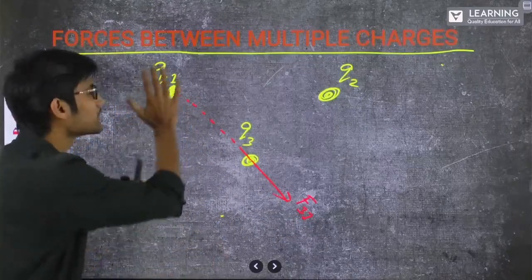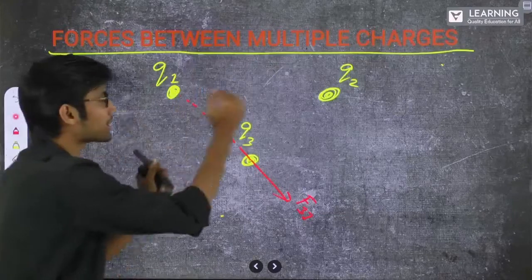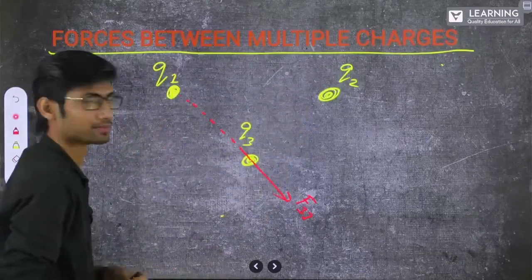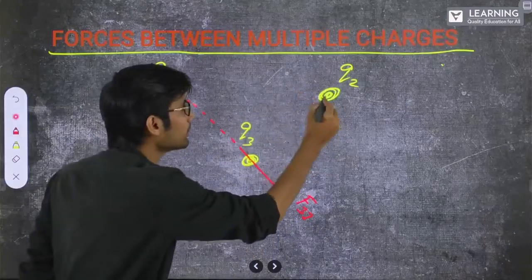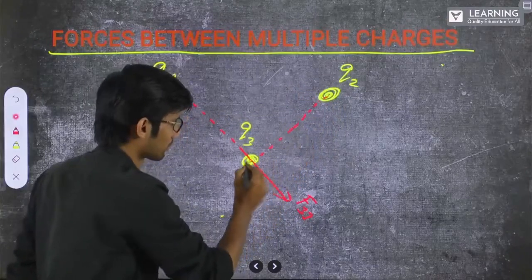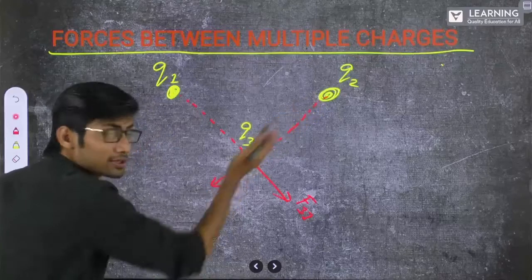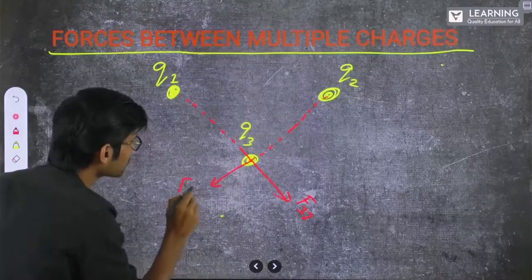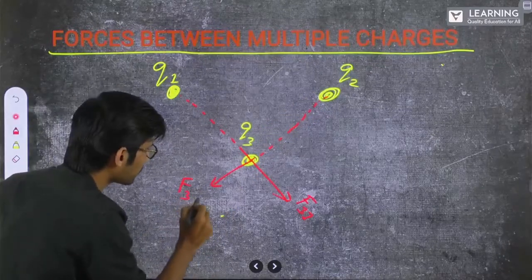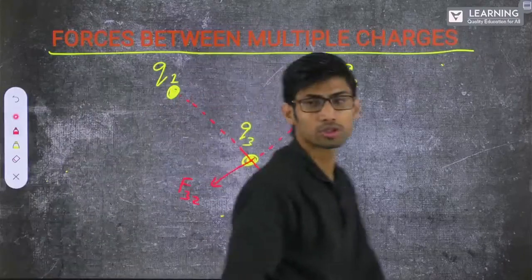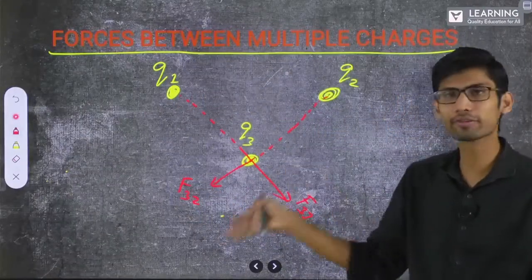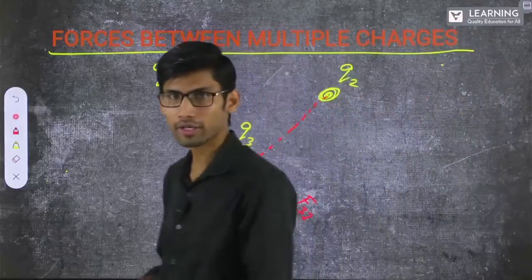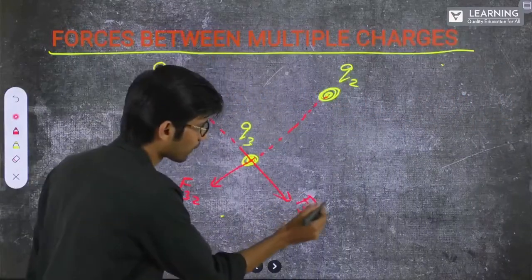Now if I forget about this charge, if I leave this charge, if I consider only these two charges, the force on this charge due to this charge will be along the same line, force on 3 due to 2, F32. So this will be the F31 vector, this will be the F32 vector. Vector, why? Because they have direction also.